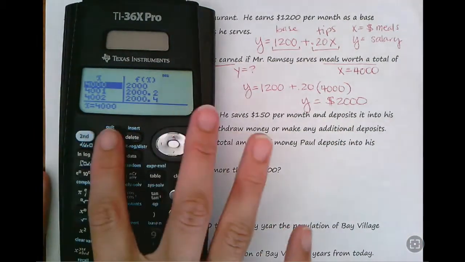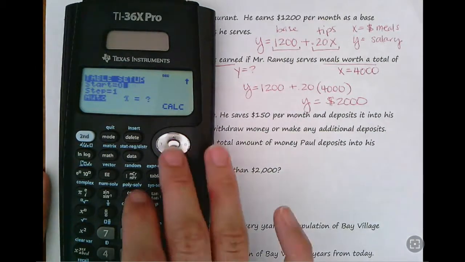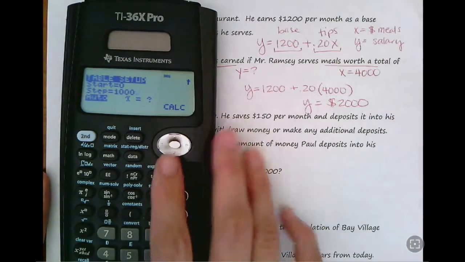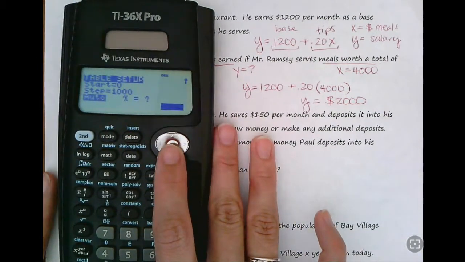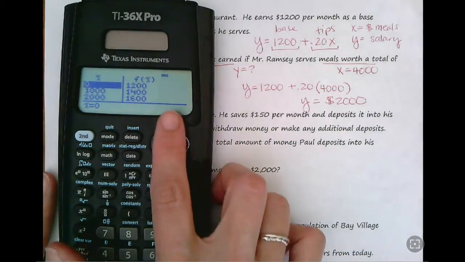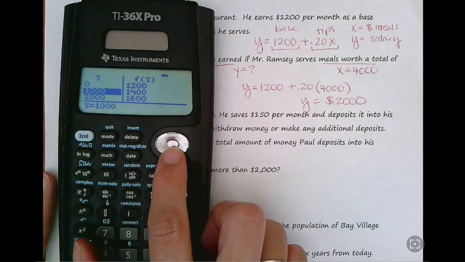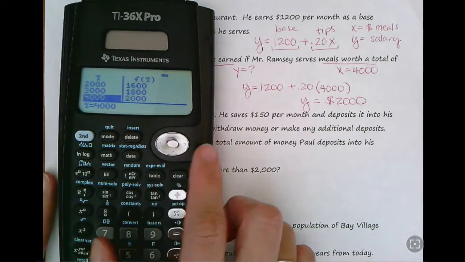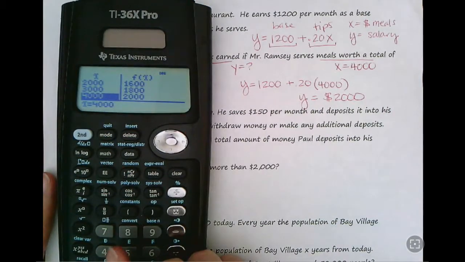We could also have set this so that the step was by the thousands instead of by the ones. Then I could have seen, okay, if he sells $1,000 worth of food, he gets this, 2,000 there, and I could get to 4,000 that way as well.